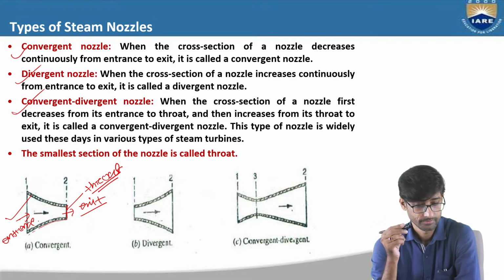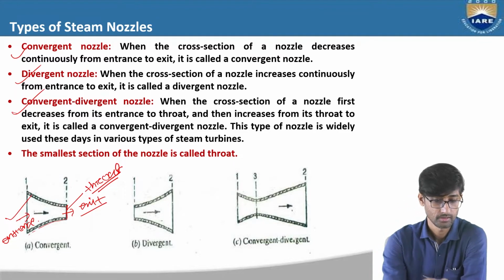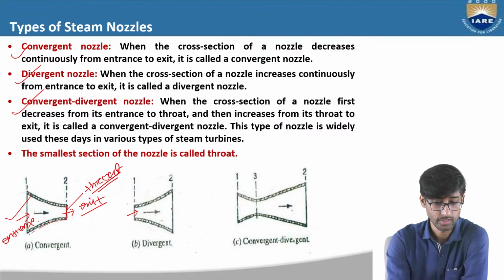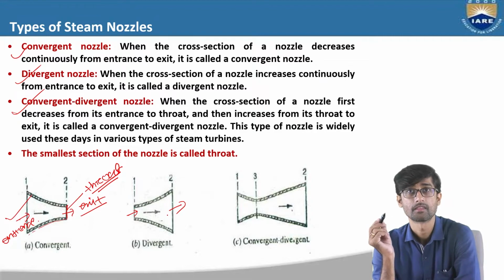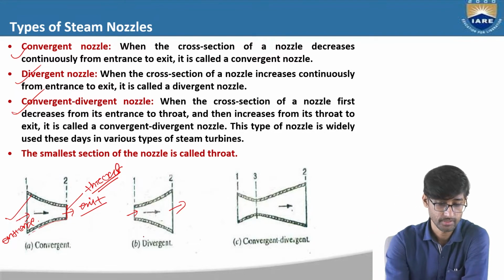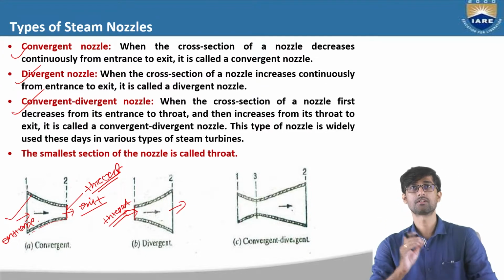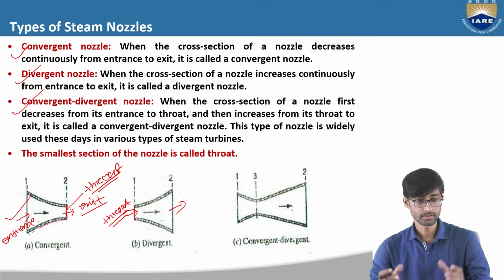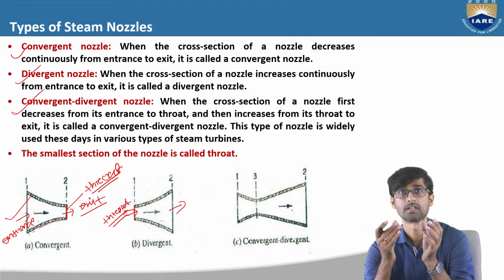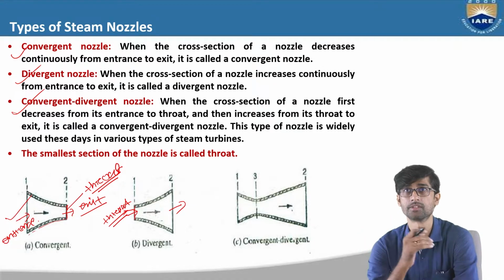Now, if the cross section of the nozzle increases continuously from entrance to exit, this is called a divergent nozzle. Here in the divergent nozzle, the smaller section is the entrance section. This is called the throat. The smallest section of the nozzle is called the throat. Now if you join this convergent and divergent, this is called a convergent divergent nozzle.